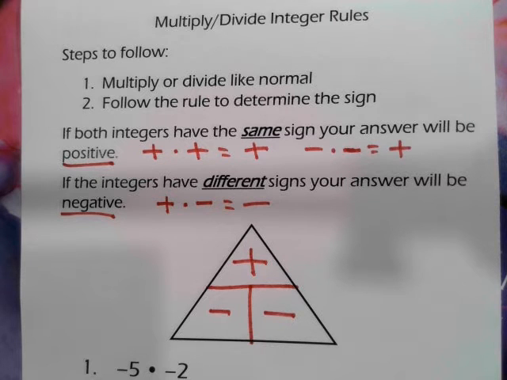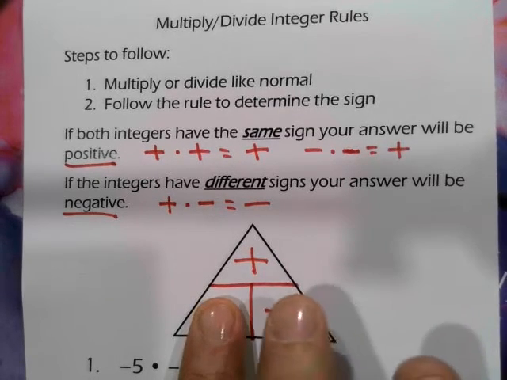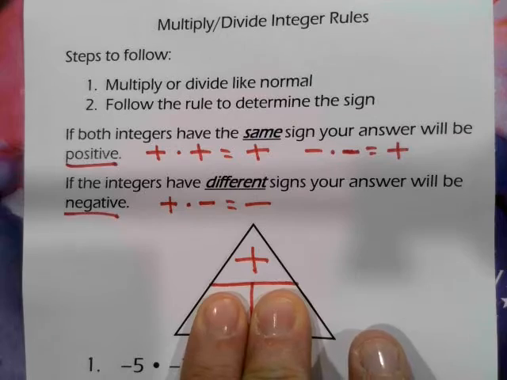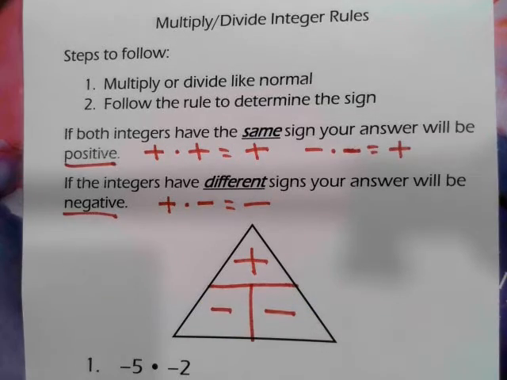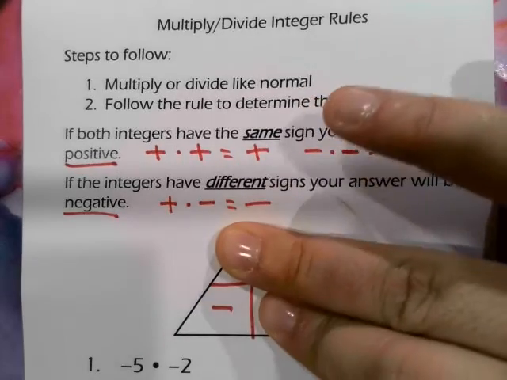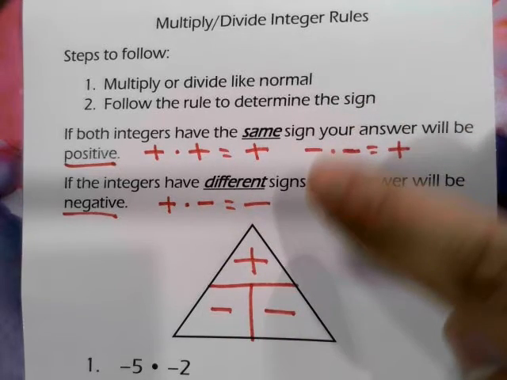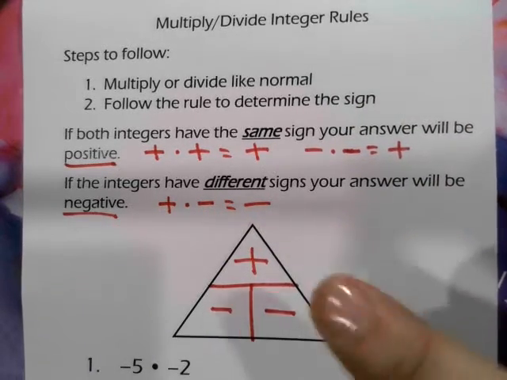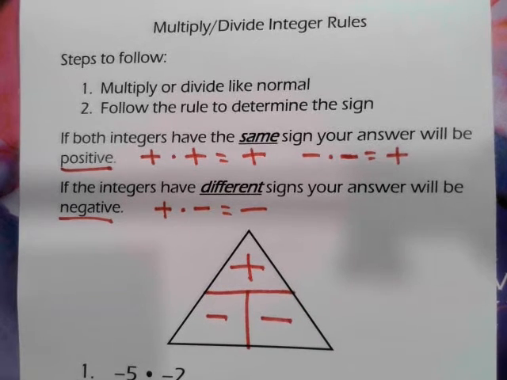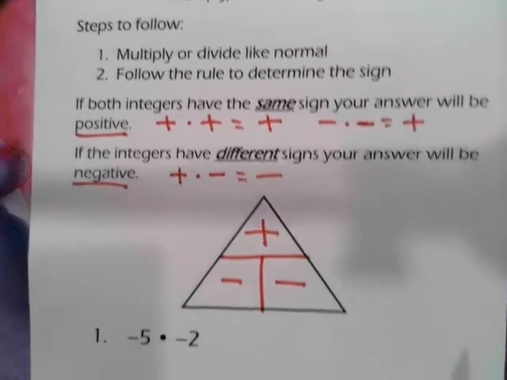If I have two negative numbers, I would cover up the two negatives, so my answer would be positive. If I have a negative and a positive, then my answer would be negative. That's exactly what these two rules just told me. It's just a visual representation that we can use physically for each problem. All right, so let's do some examples.